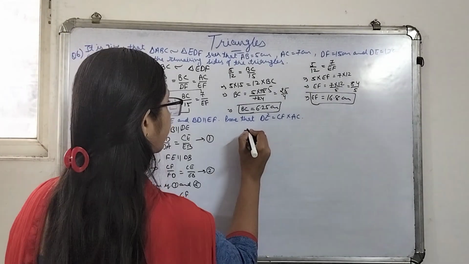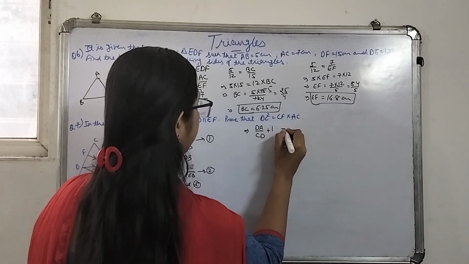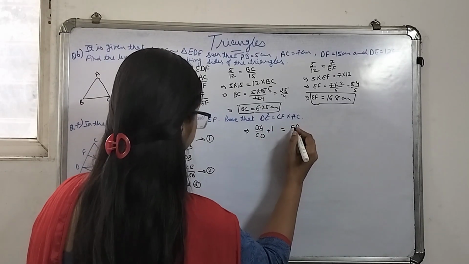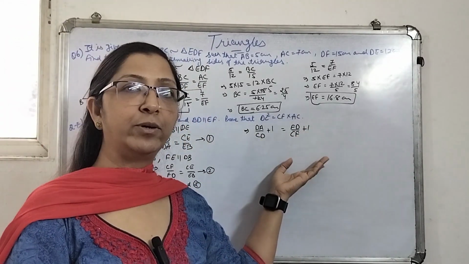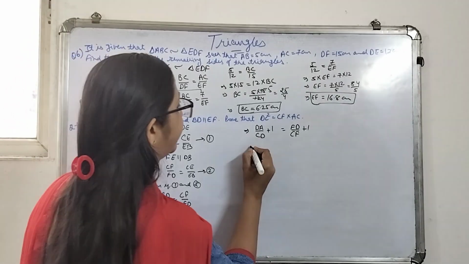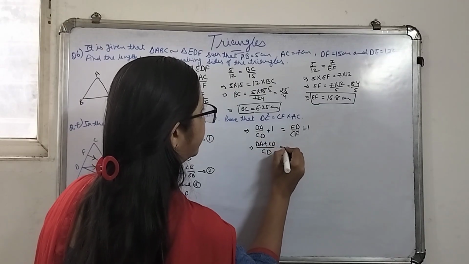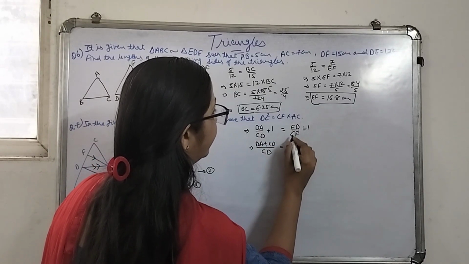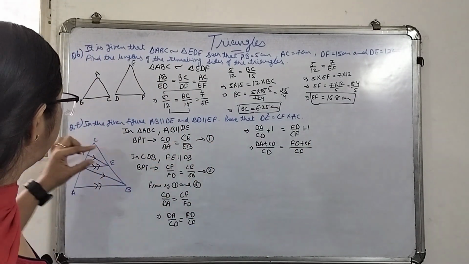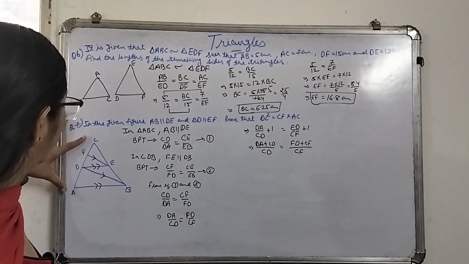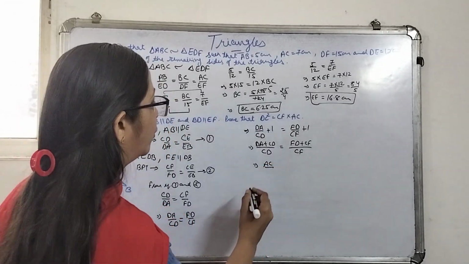So what we will be doing is DA over CD plus 1, it is equivalent to FD over CF plus 1. Both the sides, in the LHS and RHS, we have added 1. So values will remain the same. If we take the LCM, CD will be the LCM, the numerator will be DA plus CD. Over here, the denominator will be your CF, so the numerator will be FD plus CF. Now, if we look at the figure, this is your AD plus CD. If we add these two, it will be your AC. It is your AC over CD.